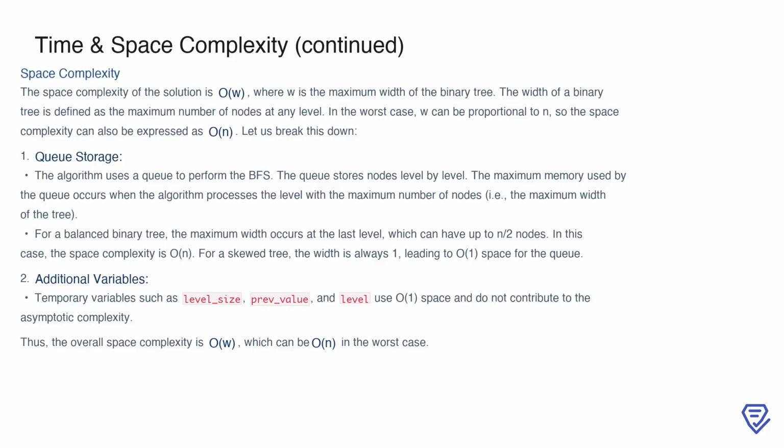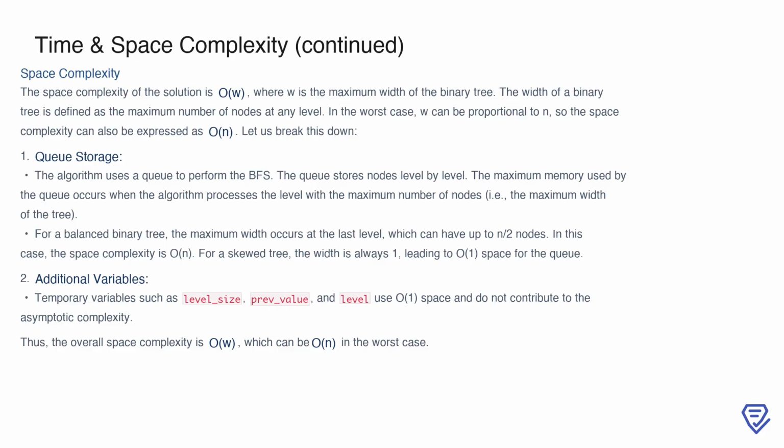The peak memory usage for the queue occurs when it holds all the nodes at the level with the maximum width. For a balanced binary tree, this maximum width occurs at the last level, which can contain up to n/2 nodes, giving a space complexity of O(n). On the other hand, for a skew tree where all nodes are aligned in a single branch, the width is always 1, resulting in O(1) space for the queue.